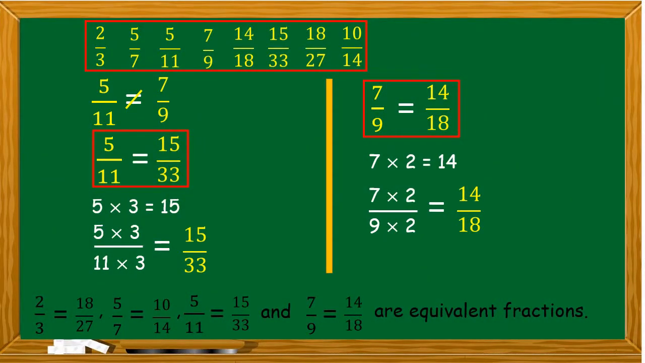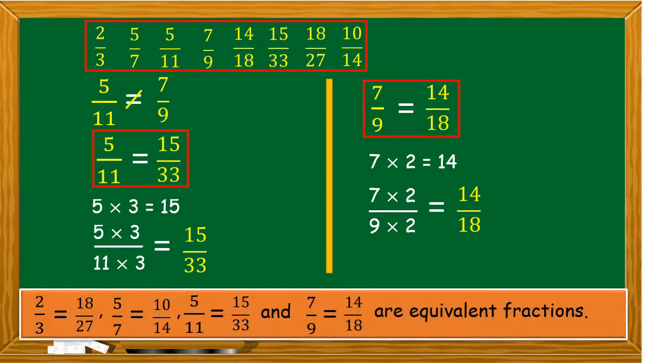In this way, we have found that 2 upon 3 and 18 upon 27, 5 upon 7 and 10 upon 14, 5 upon 11 and 15 upon 33, 7 upon 9 and 14 upon 18 are the pairs of equivalent fractions.